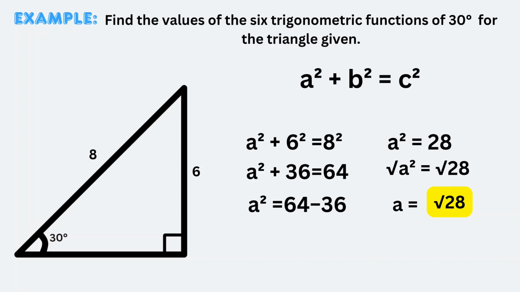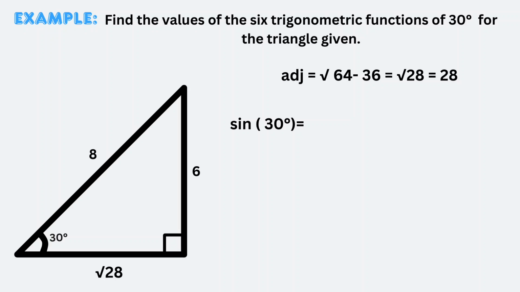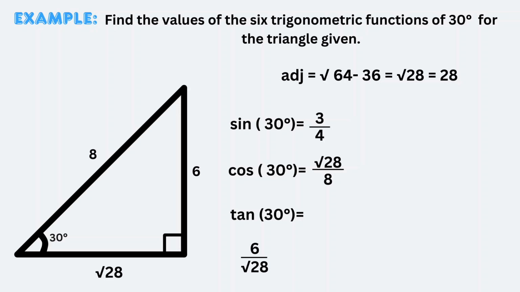Now that we have all sides of our triangle, we can find our six trigonometric functions. Sine equals 6 over 8, and it is divisible by 2, so it becomes 3 over 4. Cosine equals square root of 28 over 8. Tangent equals 6 over square root of 28. And a square root is not allowed in the denominator, so we must rationalize it. And it becomes 6 square root of 28 over 28.